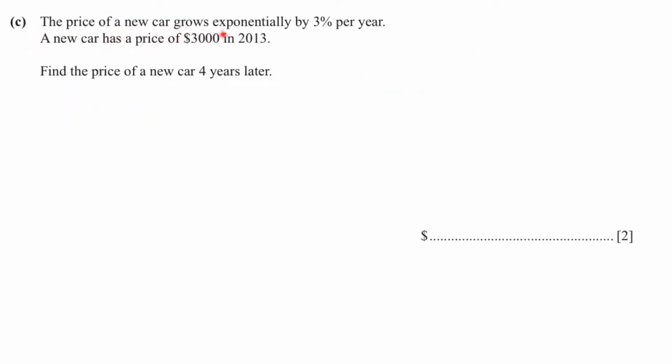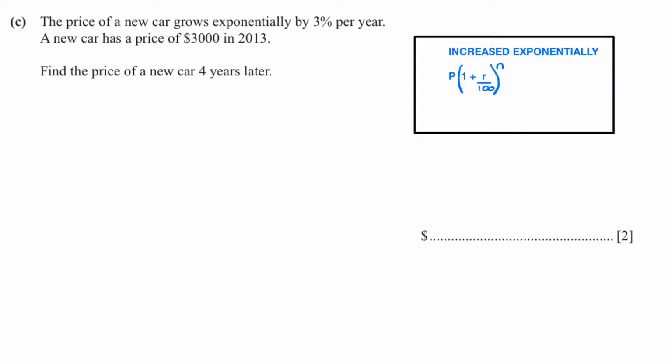Part C, the price of a new car grows exponentially by 3% per year. A new car has a price of $3,000 in 2013. Find the price of a new car 4 years later. To find the new price, we have to use the formula P(1 + R/100)^n. Whenever something has been increased exponentially, this is the formula we use, where P is your principal or your starting amount, and R is your rate of interest, and n is the time in years.